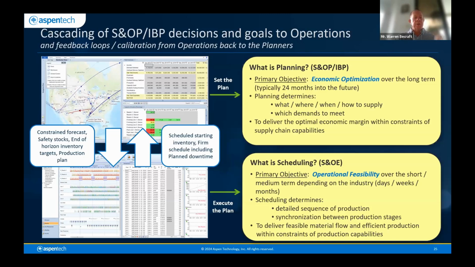And those targets are generally monthly targets. And those are passed down to detailed operational feasibility scheduling so that we can then schedule the specific production assets and the inventories to meet specific customer demands. So it's based on operational feasibility. The objective of planning is economic optimization, and the objective of scheduling is operational feasibility.